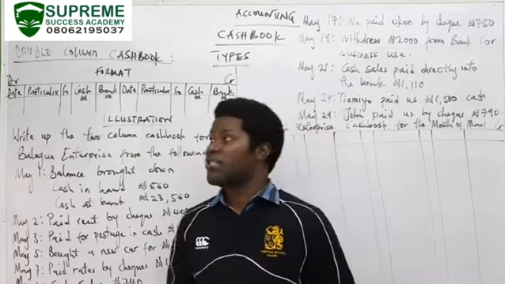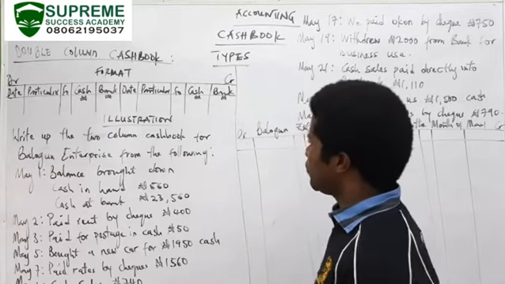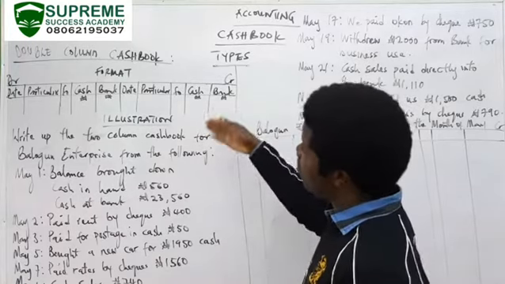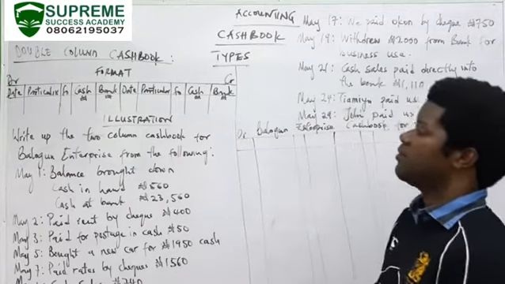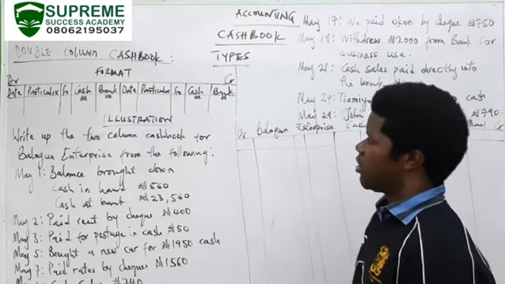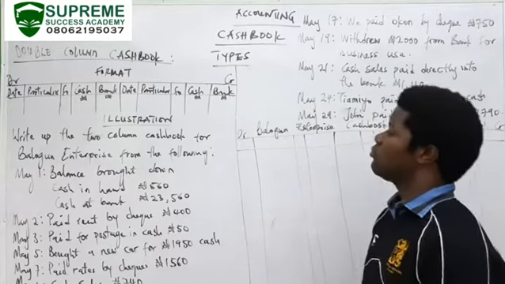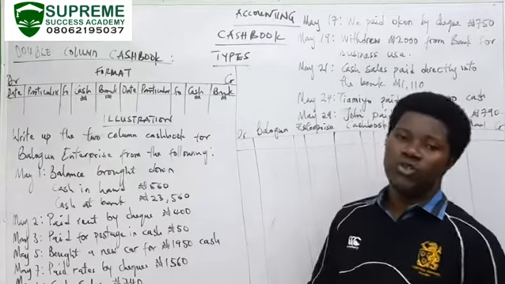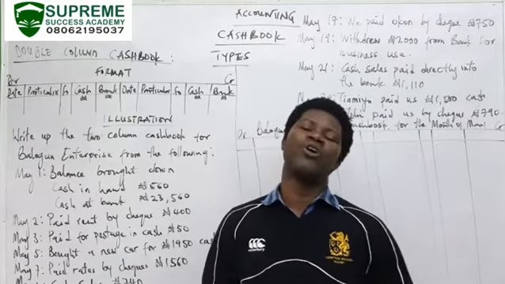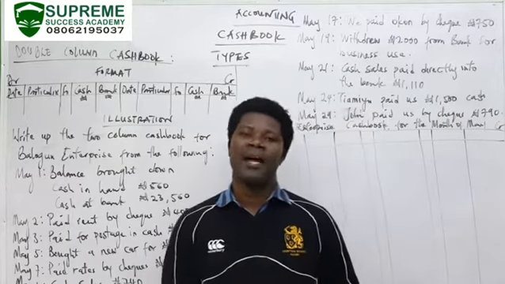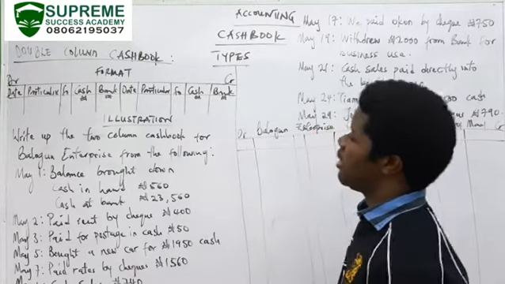So in this section, we shall be illustrating the double column cash book. How is the double column cash book treated? That's what we are going to be looking at in this section. We have an illustration that we are going to quickly handle, and as the solution goes on, all the other features that are peculiar to the double column cash book, which are not related to the single column cash book, shall be discussed along the line.